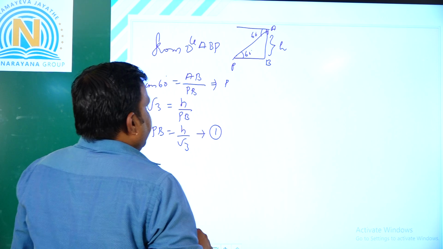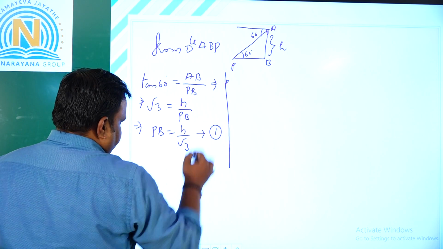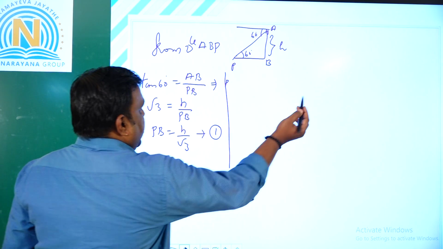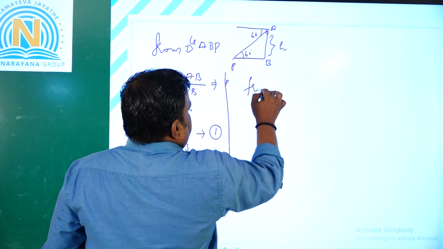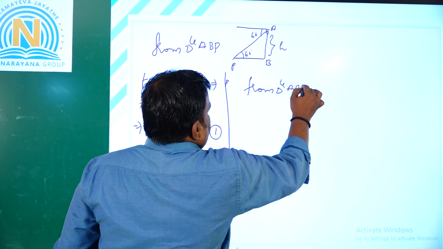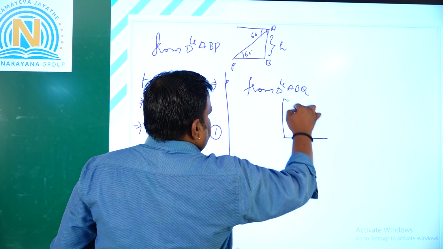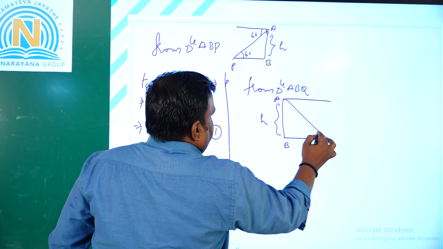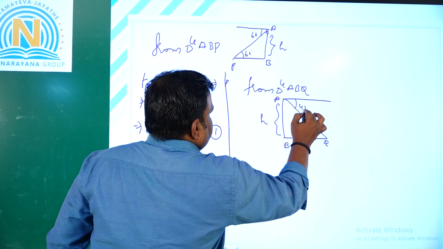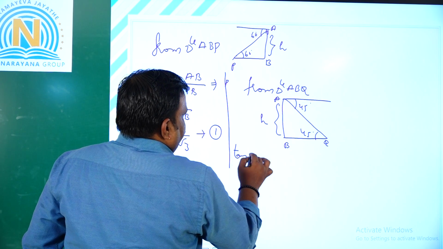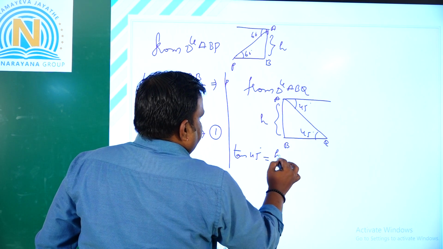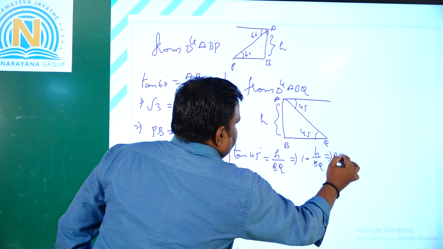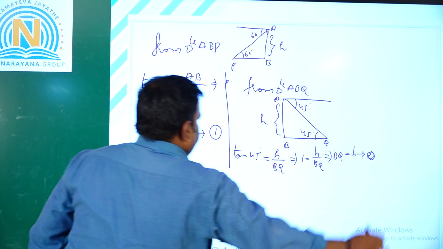Now next, let us go with the second triangle. What is the second triangle we will take from this part? The second triangle is ABQ. From triangle ABQ, this is height H and the angle formed is 45 degrees, the angle of depression. Again the same thing. Tan 45 is equal to AB by BQ, that is H by BQ. Tan 45 is 1, so 1 is equal to H by BQ. From here BQ is equal to H. Name this as the second equation.